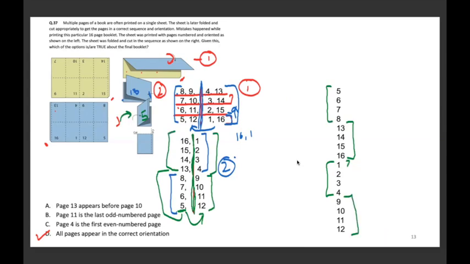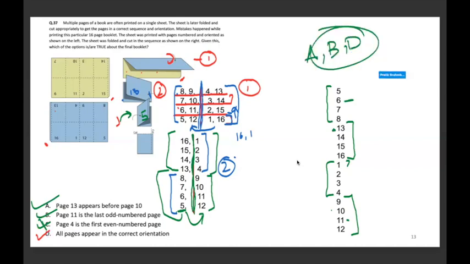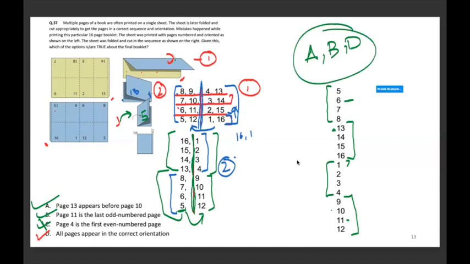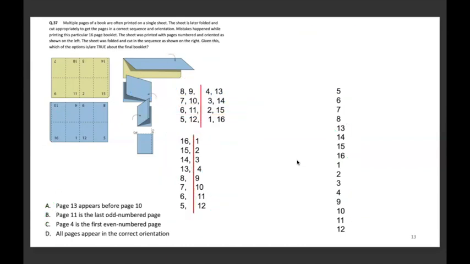Okay, so here ऑप्शन ए देखते हैं, पेज 13 appears before 10, 13 यहाँ पे है, 10 यहाँ पे है, so yes, it's correct. B, page 11 is the last odd numbered page. Yeah, 11 happens to be the odd number page. And C says 4 is the first even numbered page. No, actually 6 is the even numbered page. So ये गलत है. So A, B, and D, all three are correct here. Okay. We'll move to the next one.